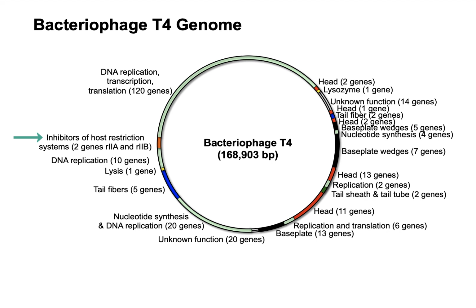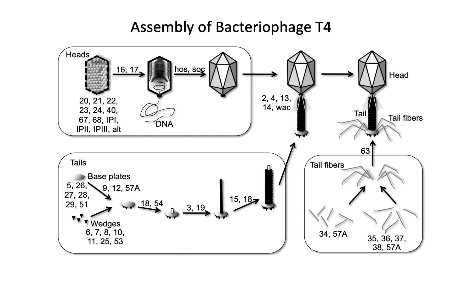host enzymes. This diagram shows the assembly of bacteriophage T4, including some of the gene products, the proteins that are necessary for putting those portions together. So you can see the head, just to start the head, takes a series of 12 different proteins to assemble the head. And then two more genes, 16 and 17, are required to thread the DNA up into the head, and then host and sock then put a cap on that to hold the DNA inside.